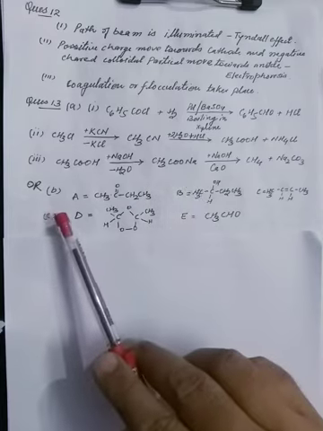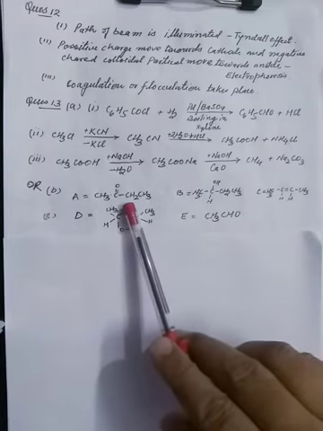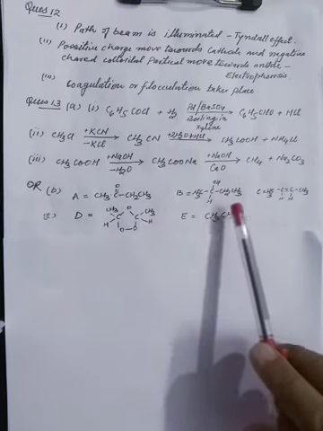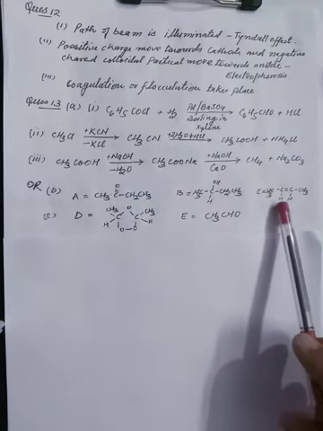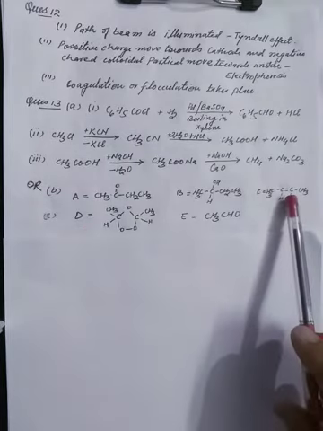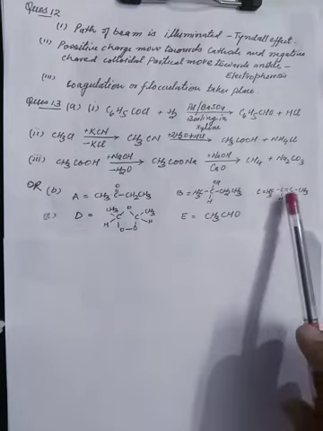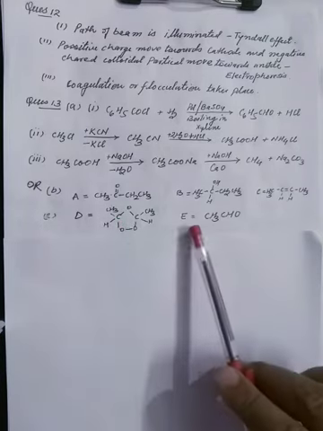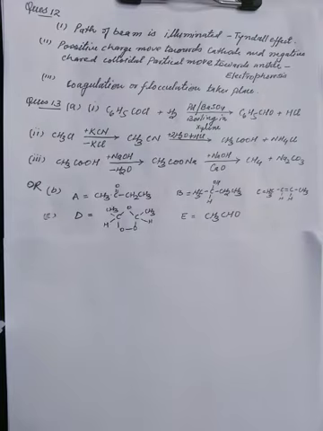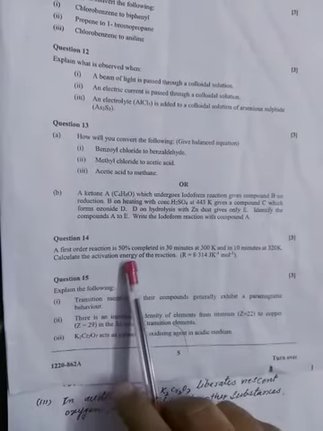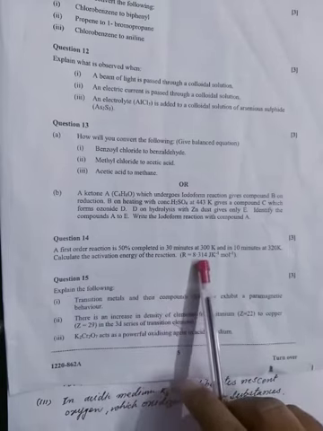Now in the OR option, A is what? Butan-2-one, B is butan-2-ol, C is butene, and D is the ozonide of butene. The double bond will be broken, and in place of the double bond, three oxygens will be arranged in a hut-like structure, and E is acetaldehyde.